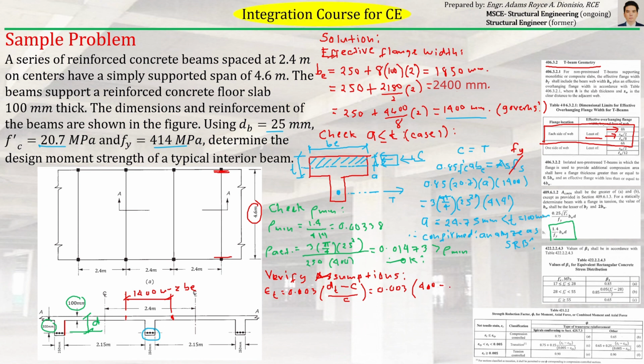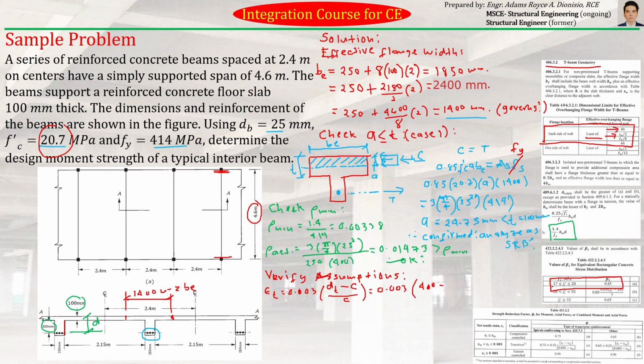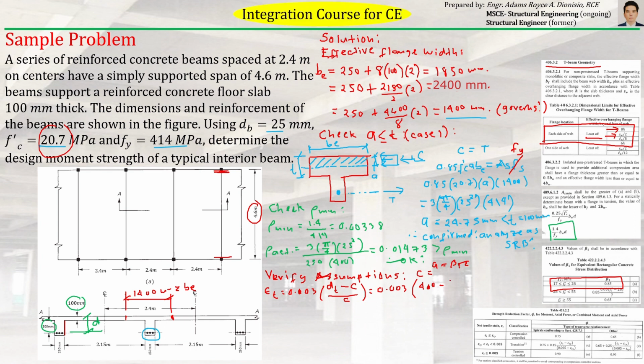So, before we will be able to compute for c, we have to know first yung beta 1 natin. And since yung FC prime natin 20.7 lang, pasok siya dito. So, therefore, ang beta 1 natin ay 0.85. Okay. So, with that, we can directly solve for C. C is just equal to, since we know that A is equal to beta 1 C. So, compute na lang natin directly yung C sa calcu. C will just be equal to A, 24.75 divided by beta 1 na 0.85. So, that will be 29.12 mm.